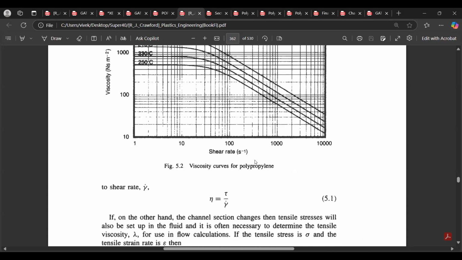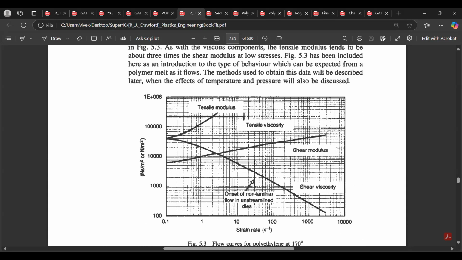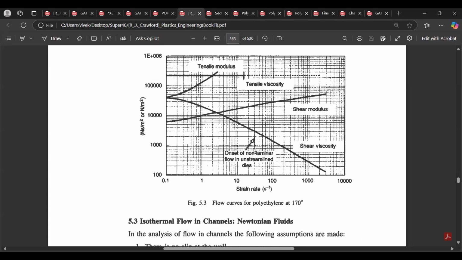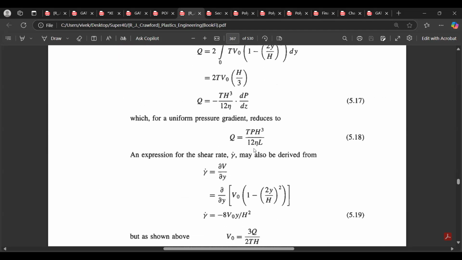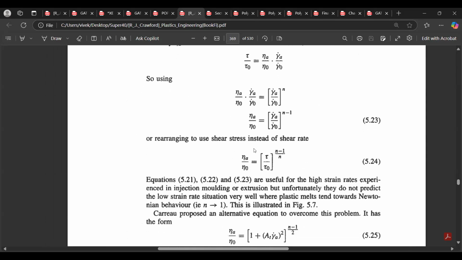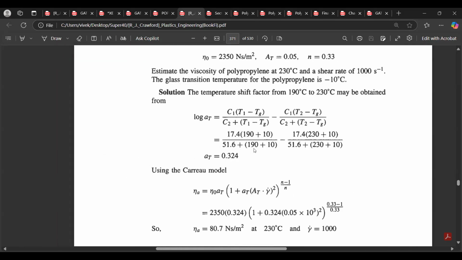Like strain rate versus stress in Newtonian and plastic fluids, how they behave, the theory is important. Of course we learn it in rheology, right? How viscosity changes, how different parameters change. So we have already discussed this in rheology, if you remember. But the theory is also important.